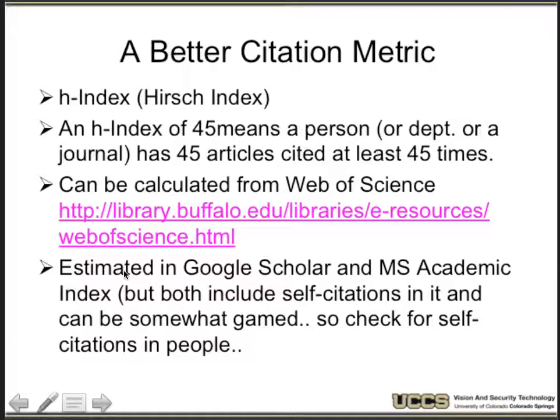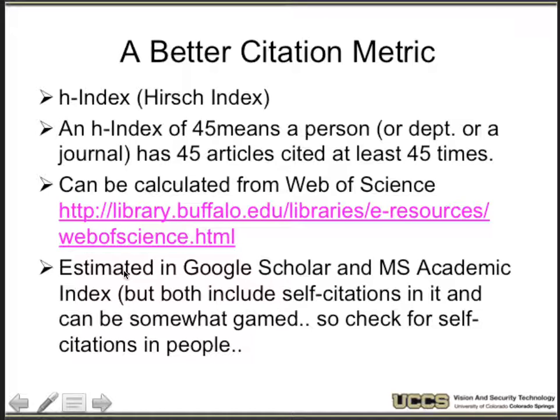And so now it's a question of how to calculate this stuff. In the beginning, this was very hard to compute, but now there's a bunch of tools that can do it. So you can look at things like the Web of Science, and there's a URL. There's lots of ways of finding it. You will probably find it easier. It is estimated in Google Scholar and Microsoft Academic Index, but be a little wary. Both of those include self-citations in it, and it can be somewhat gamed. I'll talk a little bit about that.